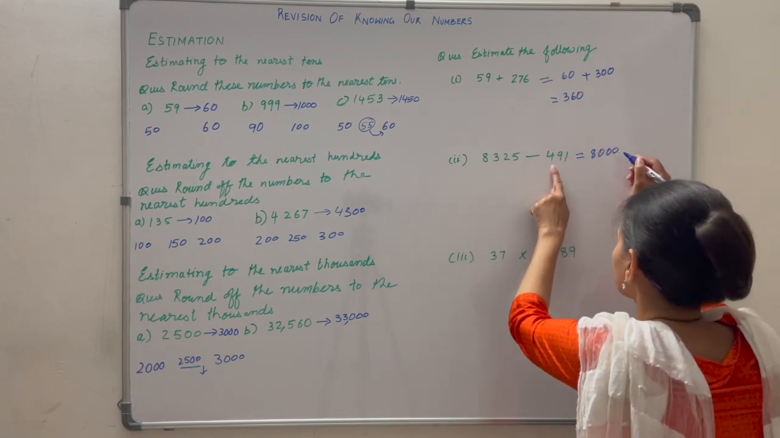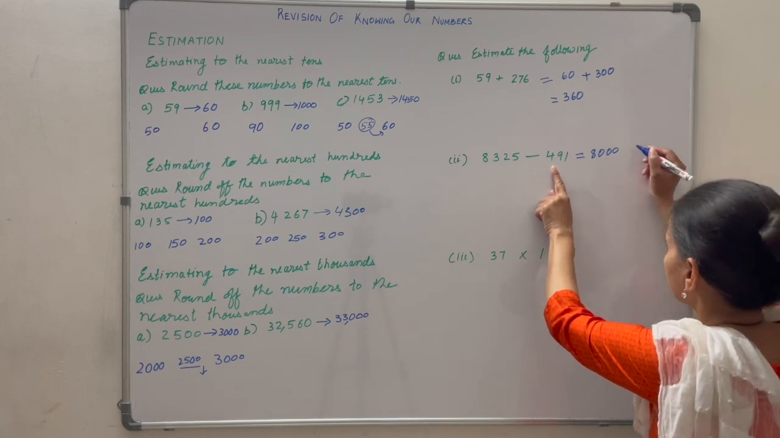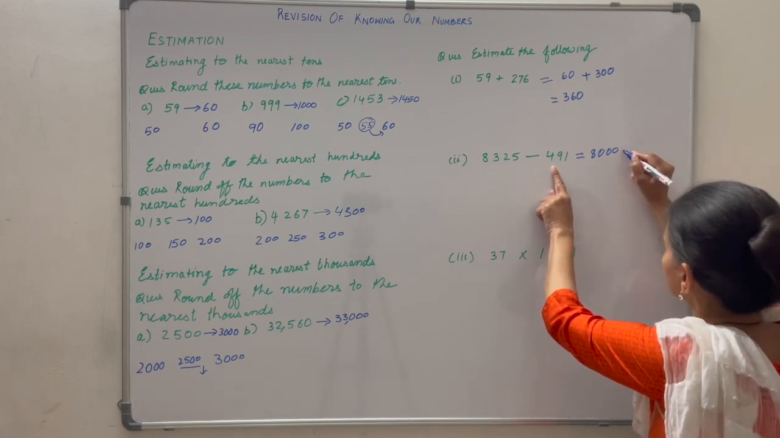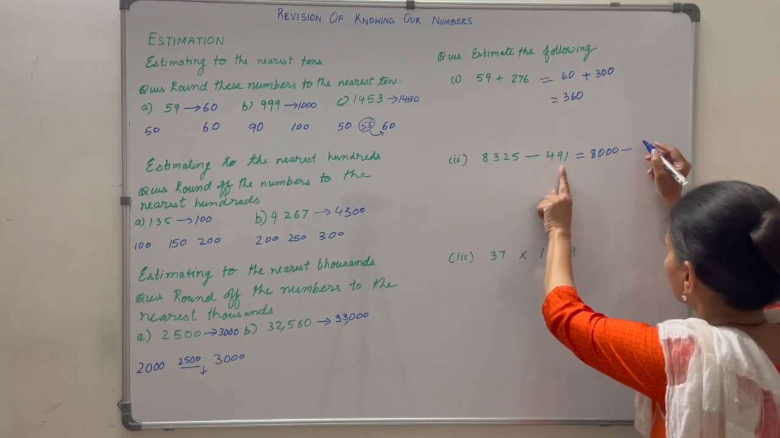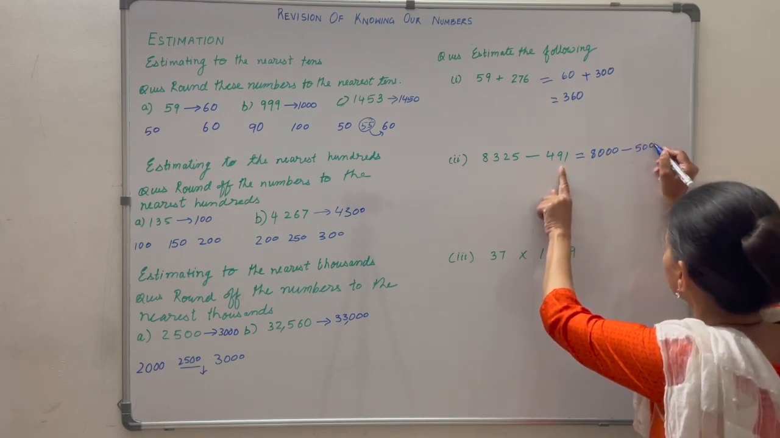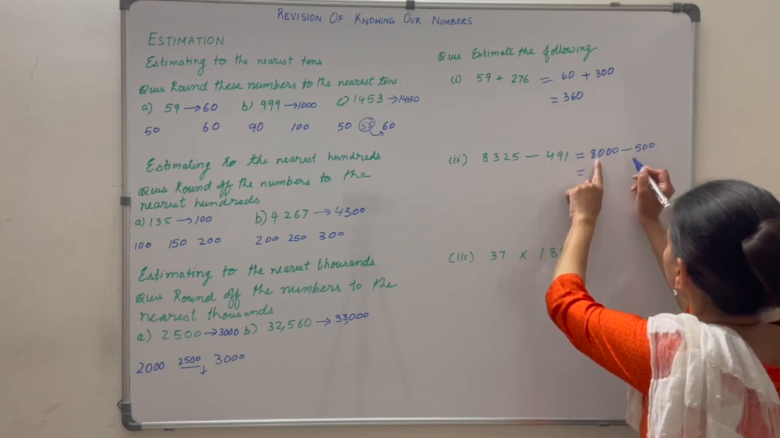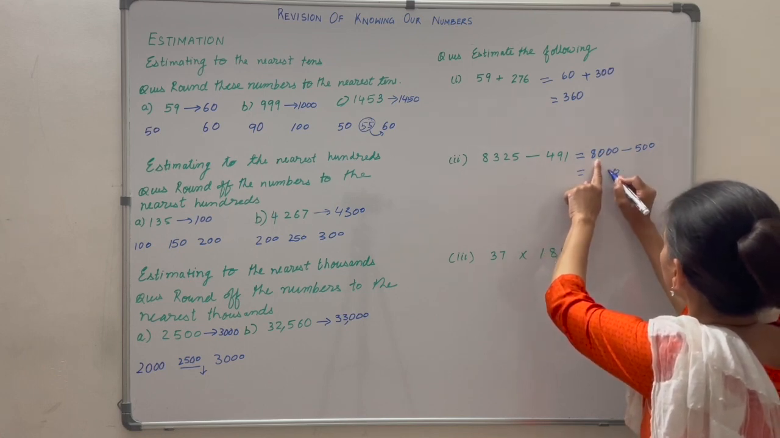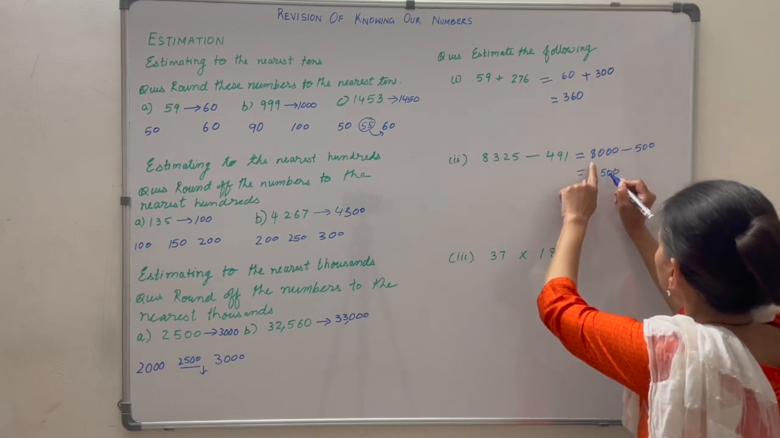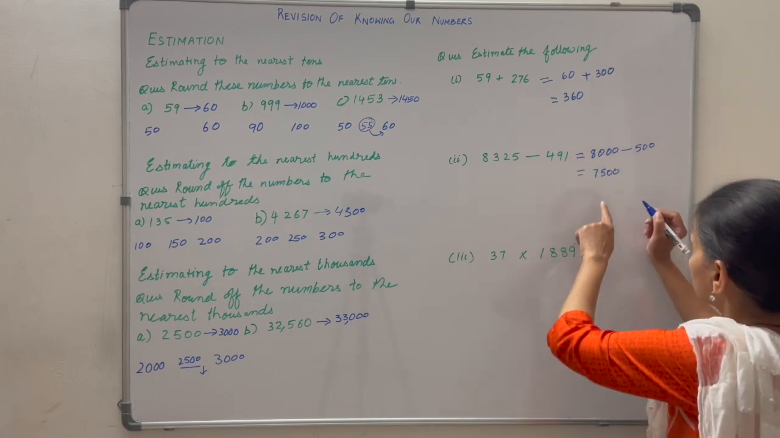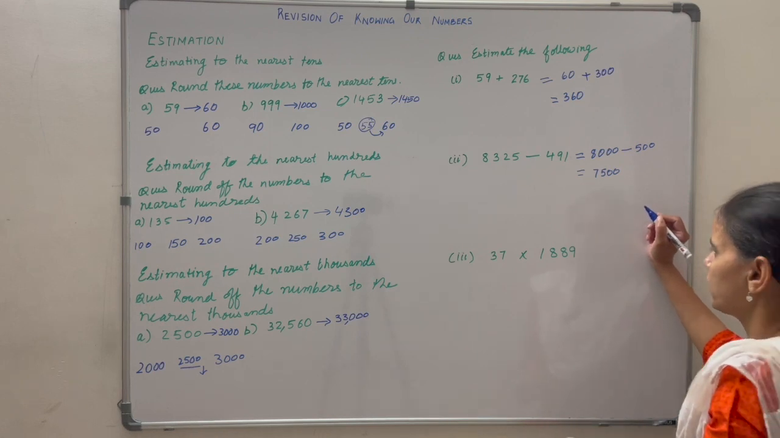491. The highest place value is hundreds. Let us round it off to nearest hundreds. So it is more closer to 500. So we will subtract 500. So when you subtract 0, 0, you will get 0, 0. 10 minus 5 is 5. This becomes 7. So this is 7,500.